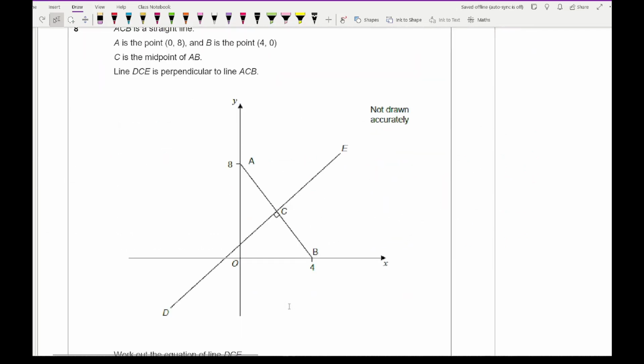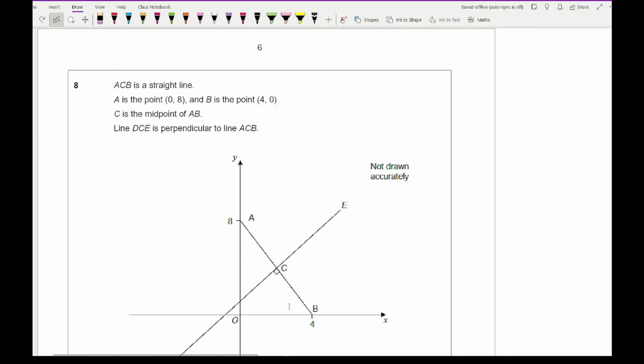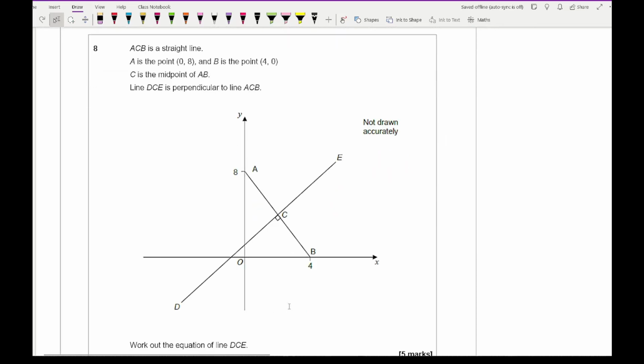Moving on to our last question, it says that ACB is a straight line. A is at the point of 0, 8, and B is the point at 4, 0. C is the midpoint of AB. The line DCE is perpendicular to the line ACB. Work out the equation of line DCE. So in order to do this, what I need to do is work out a couple of things. So I need to work out the gradient of AB, and I need to work out the midpoint of AB.